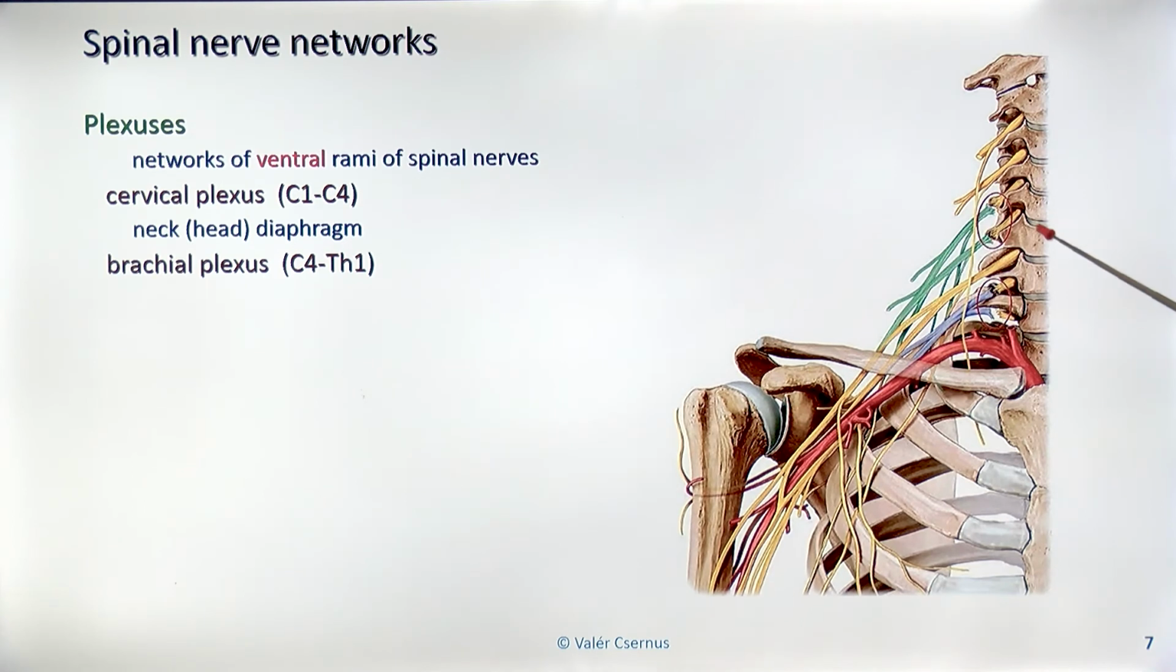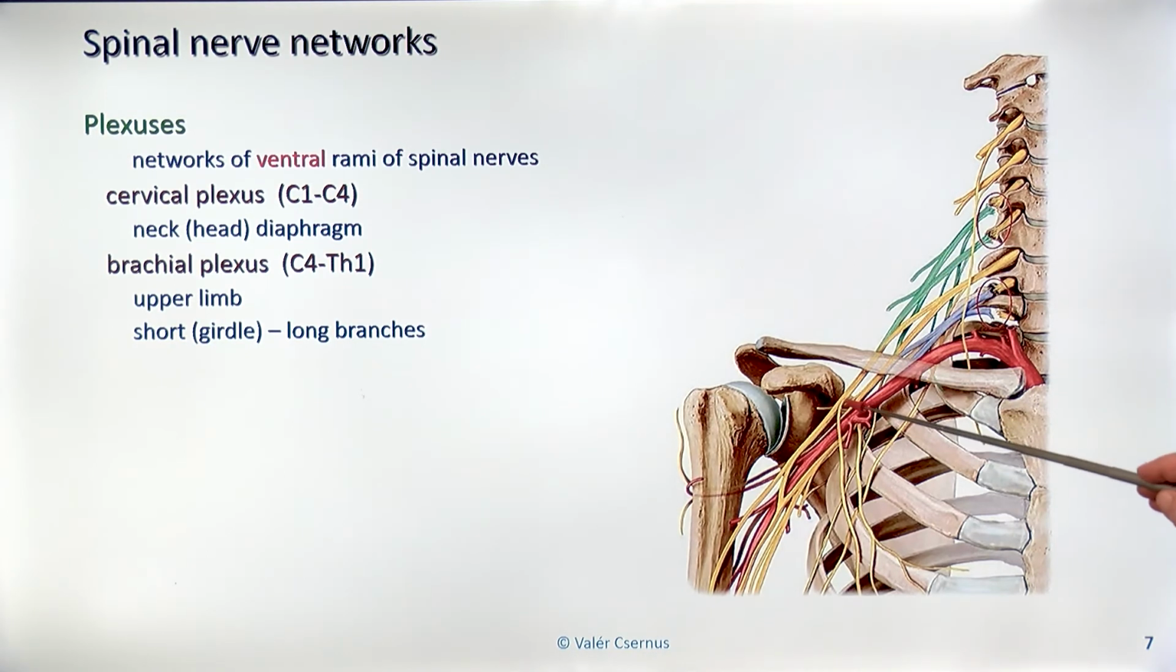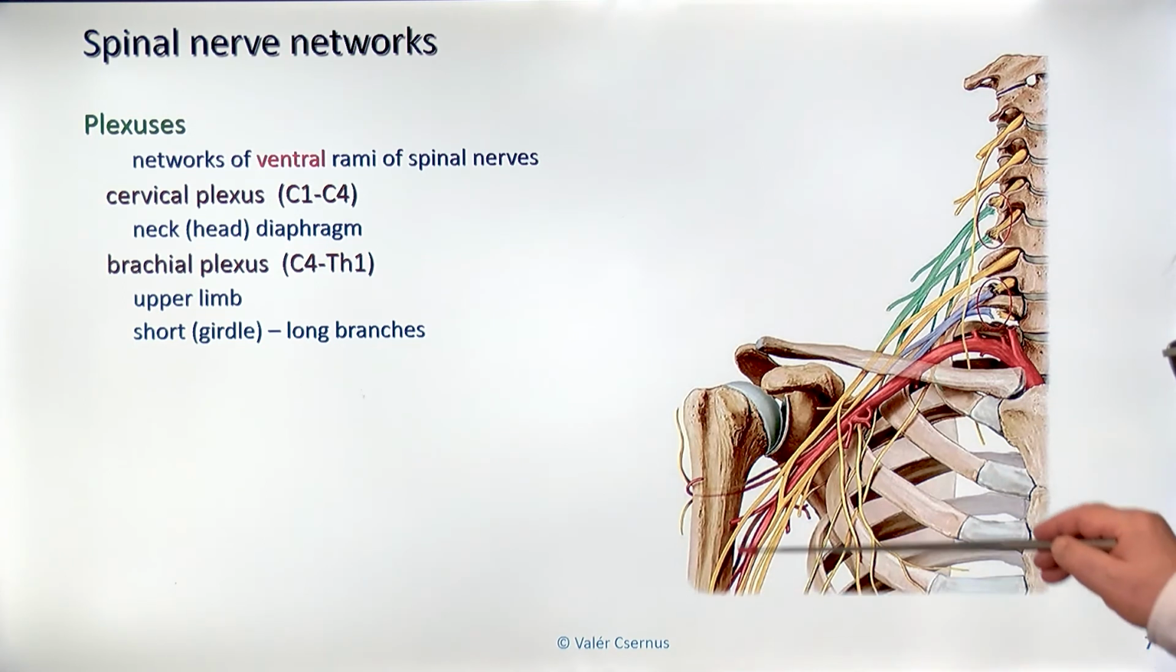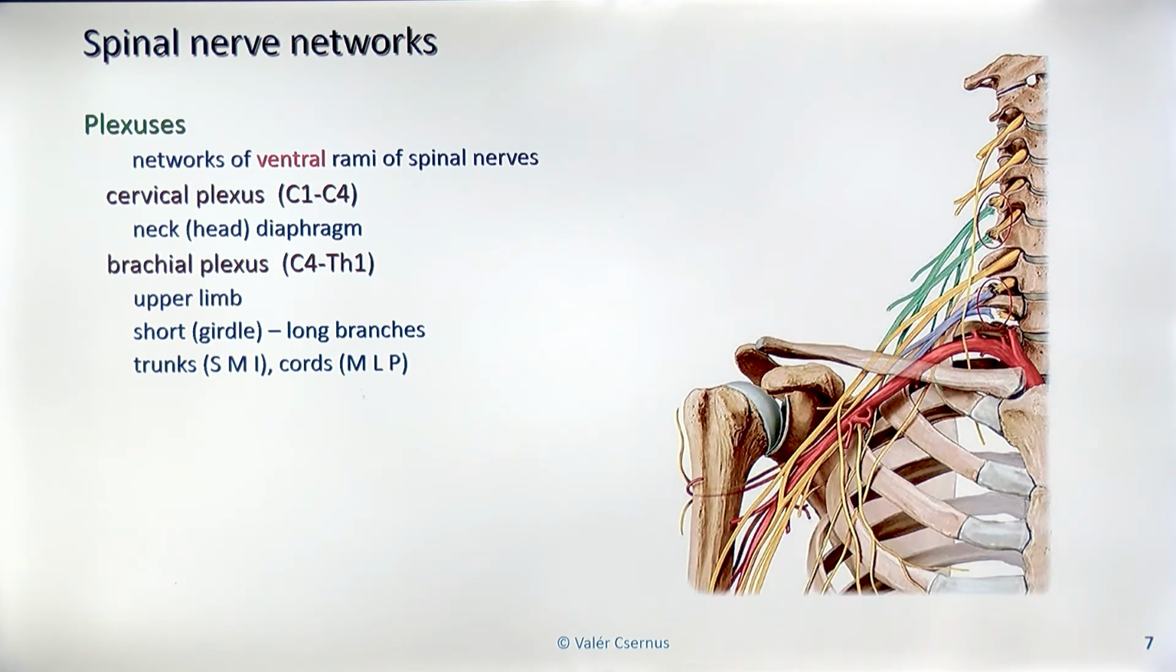The brachial plexus is the lower cervical part, including the first thoracic. These are the nerves which innervate the upper limb. It has two sets of branches. One, the short branches or girdle branches, which remain in the area where the upper limb takes its origin and move the originating muscles, and the long branches which go down to the upper limb.